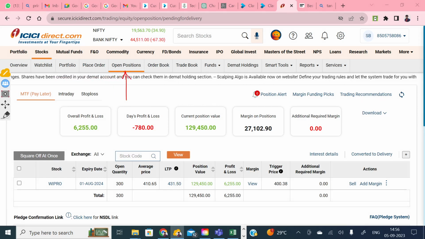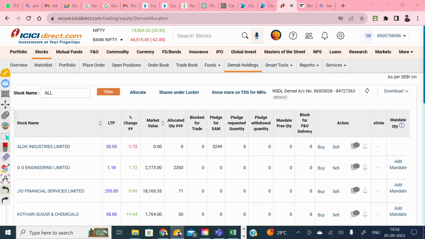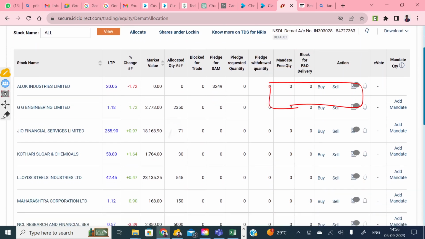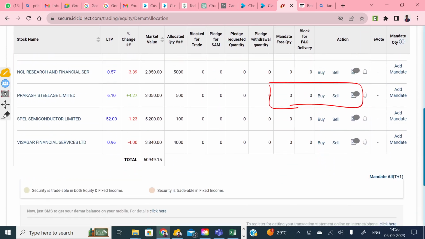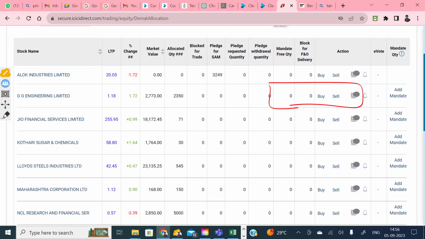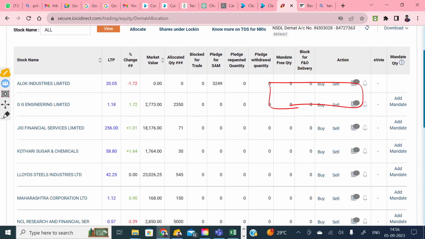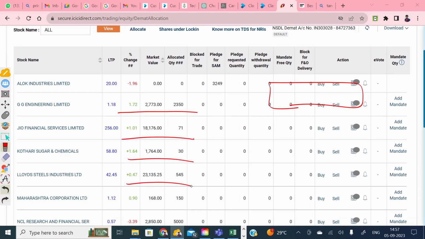Now, if you differentiate between position and demat, I'll take you to the demat account to see this. You won't be able to see the Wipro. This is my NSDL demat account. Here I don't have Wipro securities in my account. There are all other securities: Visagar, SPL, Prakash, NCL, Maharashtra Corporation, Leods, Kotari, Geo Financials, and others. But you won't be able to see the Wipro securities. So it means I have funded this entire amount. That's what I'm holding.